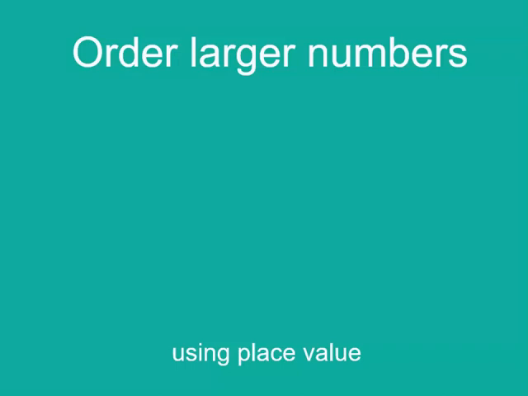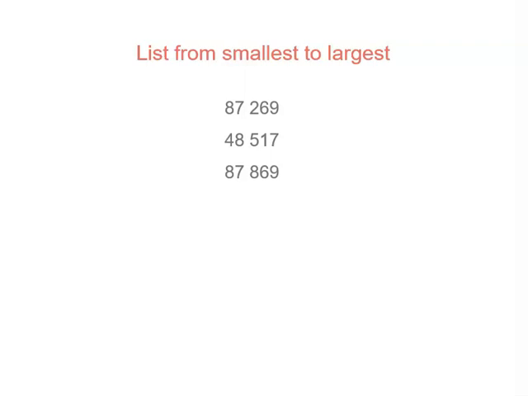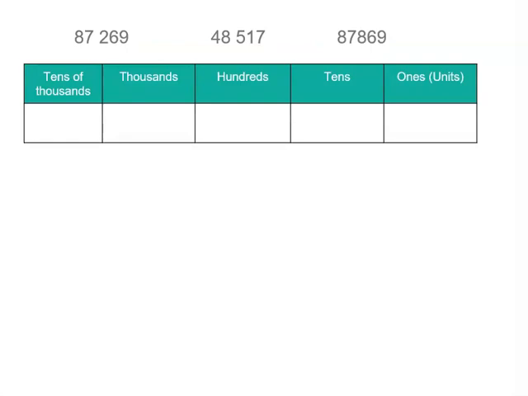Let's order some larger numbers now using a place value table. With smaller numbers, you might be able to look at them to see which is smaller or larger, but these ones have got 5 digits each, so we're going to need something else to help us. So I'm going to put them in a place value table, and I'm going to step through the first number and then just fill the other two in.